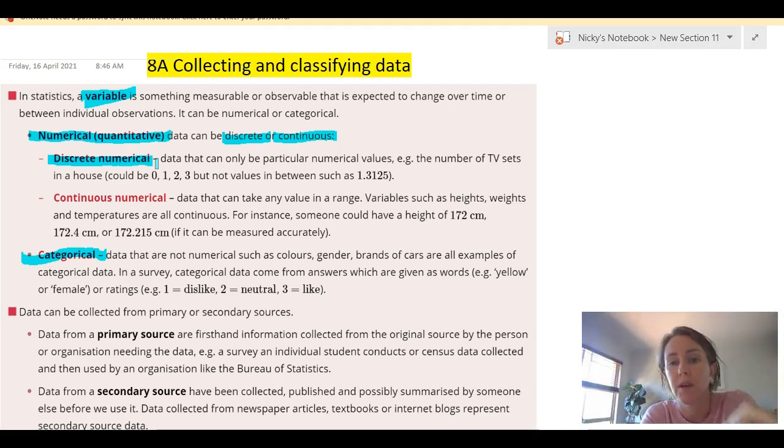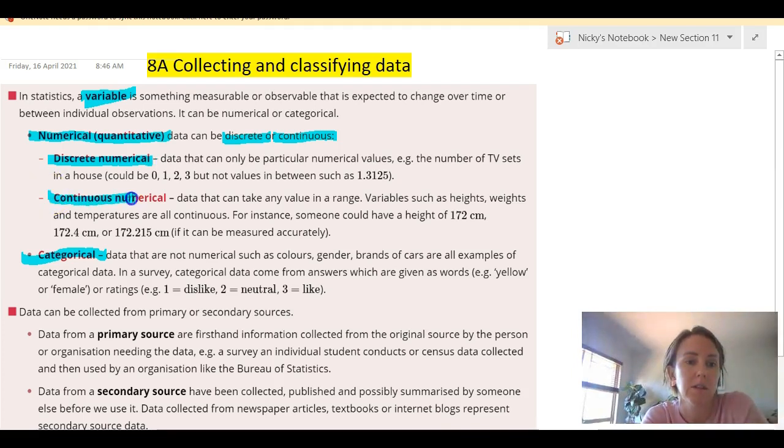So the number of TV sets in a house. So you could have none, 1, 2, or 3, but you couldn't have like 4.5 TVs because there is no way that we would classify a TV as a half. Okay, you could have the number of plants in your house. That would be 1, 2, 3, or like 20 million if you lived in my house. But you couldn't have half a plant. It's either a plant or it's not. Okay, so that's discrete numerical data.